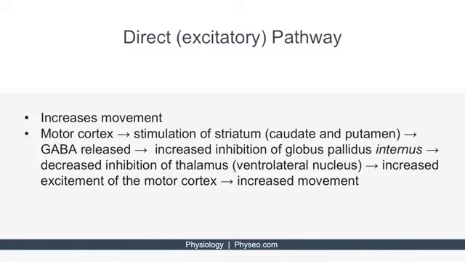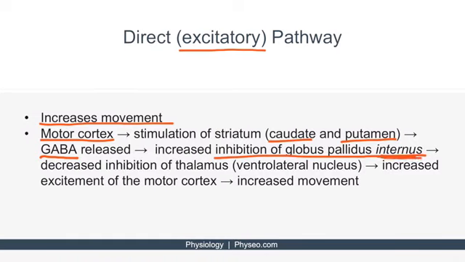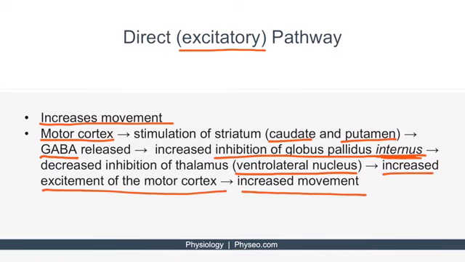The direct pathway is the excitatory pathway, which means it increases movement. The pathway starts in the motor cortex, which then stimulates the striatum, specifically the caudate and the putamen, at which point the neurotransmitter GABA is released, and then we'll see inhibition of the globus pallidus internus, which causes decreased inhibition of the thalamus, specifically acting on the ventrolateral nucleus. Decreased inhibition causes increased excitement of the motor cortex, which leads to increased movement.